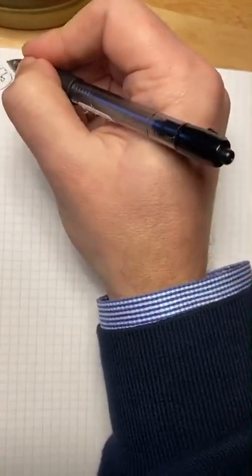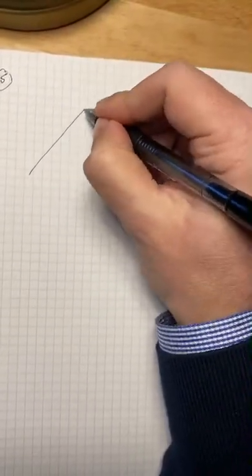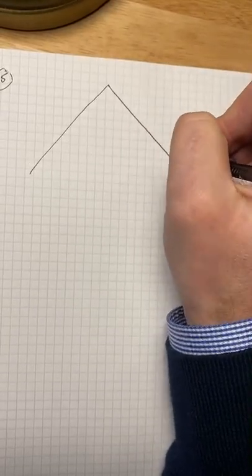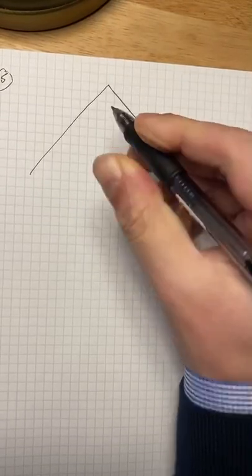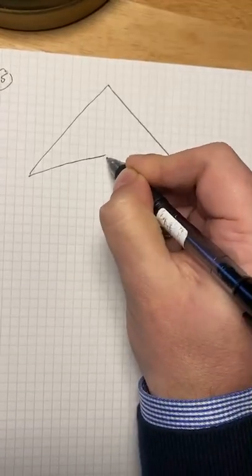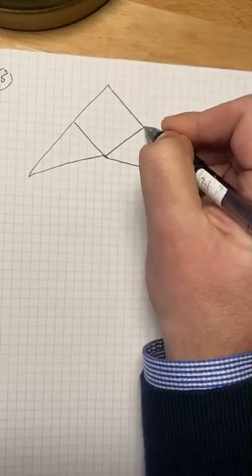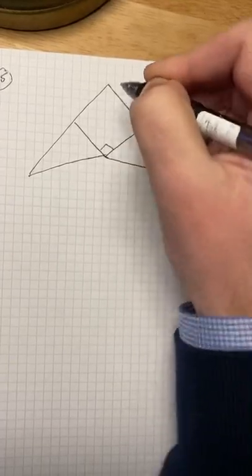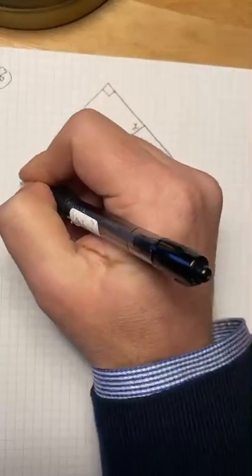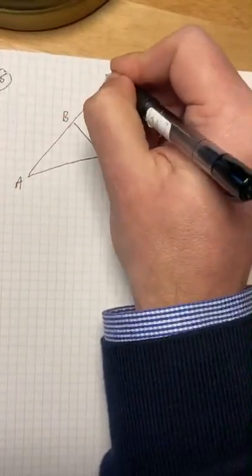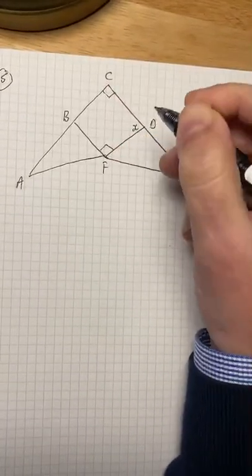Question 5. It's diagram time. We've got that. That goes over here. That goes up there. We know that's 90. That's 90. This is X, and we can label them A, B, C, D, E, F. And this is Y.